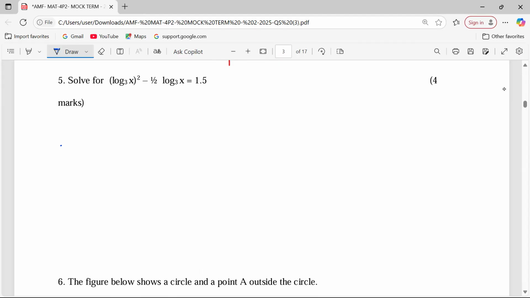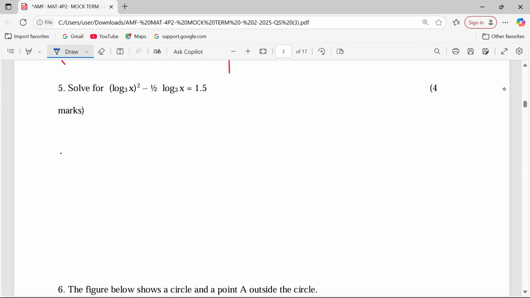This is a very good question. Allow me to do this. I can see the logarithm to the base of 3 of x appearing twice. It is appearing here, raised to power 2, and also here, multiplied by a half. So we can begin by letting the logarithm of x to base 3 be a certain unknown like t. So we shall now have t power 2 minus half the value of t, equal to 1.5.